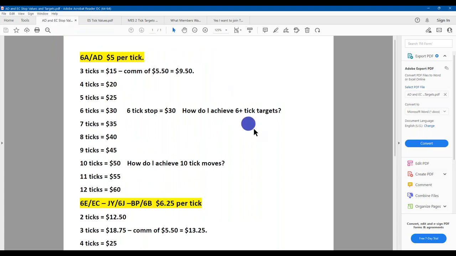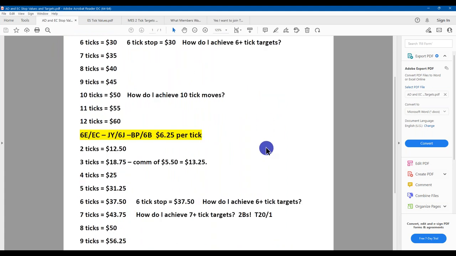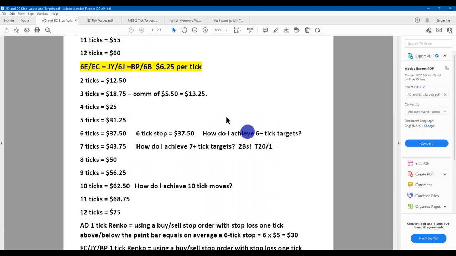Now also, I'll pull this up in just a moment and show you this, and we'll cover this maybe again. So we're going to be looking at the 6E, because of this announcement on the Aussie. So the 6E, typically I'm after 6 to 7 ticks. Now remember earlier I said to you we want to go for a minimum of $100. So the question for you to be asking is, how do I achieve 6+ tick trades a day?